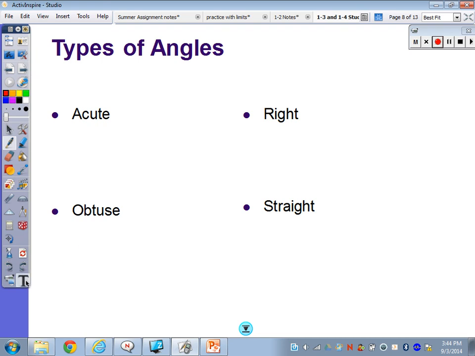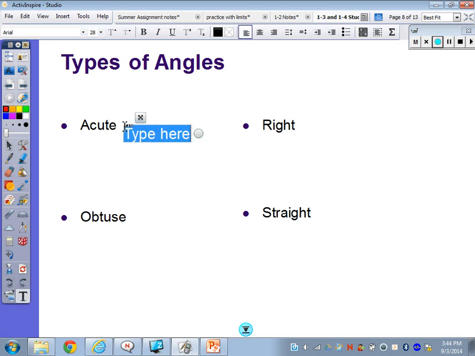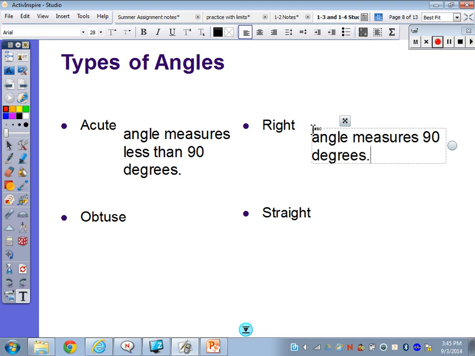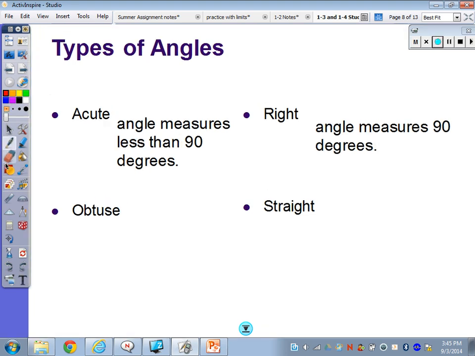So we have 4 types of angles. An acute angle measures less than 90 degrees. A right angle measures 90 degrees. Okay, and for a right angle, we draw a box. So when we want to show a right angle, unless they tell you in the directions or they put this box, you don't know it's a right angle. So you must have that symbol or they tell you to know that it's a right angle. So then acute angle is less than 90, it looks smaller.